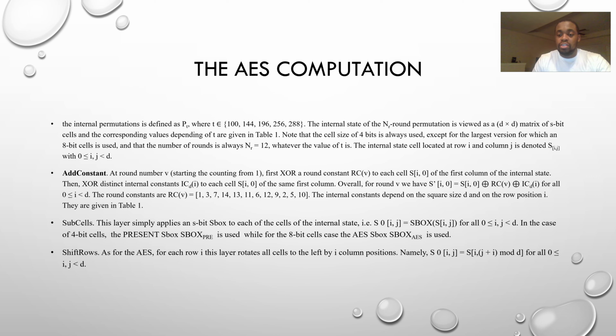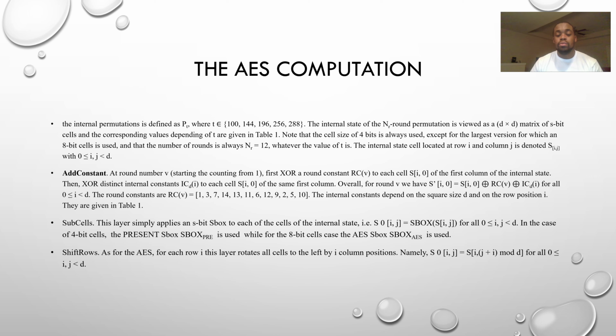Overall, for round v, we have S'_i0 equals S_i0 XOR RC_v XOR IC_i for all 0 less than or equal to i less than d. The round constant RC_v equals 1, 3, 7, 14, 13, 11, 6, 12, 9, 2, and 10. The internal constant, depending on the square size d and the row position i, is given in Table 1, which I'll add again. For the SubCells, this simply applies an S-box to each cell of the internal state.